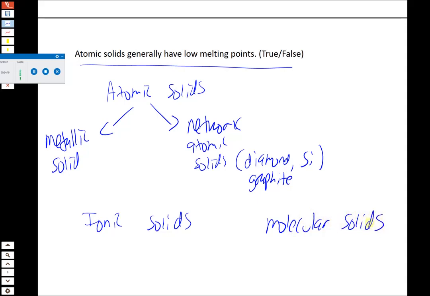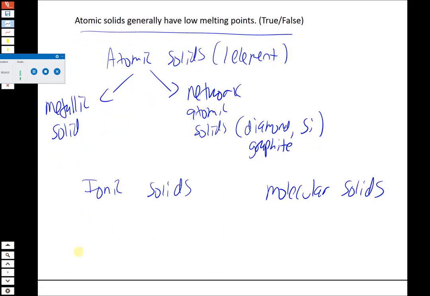So we basically have 3 major classifications: atomic solids, which consist of just 1 element only, as the name implies, just 1 type of atom; ionic solids and molecular solids, as well as network covalent solids. So a few different categories, and we're going to think about in this case what are the melting points of all of these.